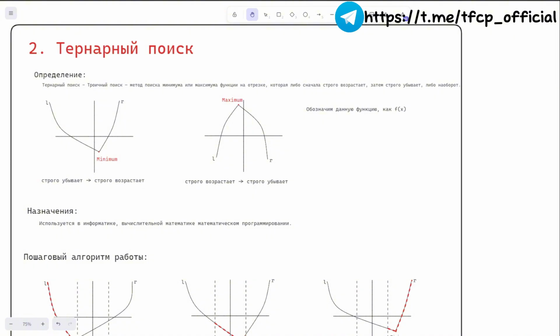So, today we will talk about ternary search. This is the second lecture in our algorithms course. Accordingly, the definition of ternary search.